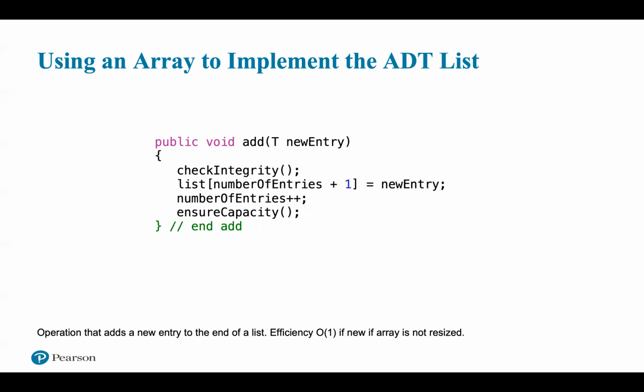Let's talk about the efficiency of using an array to implement the ADT list. Before we look at another implementation of the ADT list, let's examine the time complexity of some of the methods in our class AList. And so adding to the end of the list, let's begin with the operation that adds a new entry to the end of the list. So we can see this is the code for that, and as for efficiency, it's big O(1).